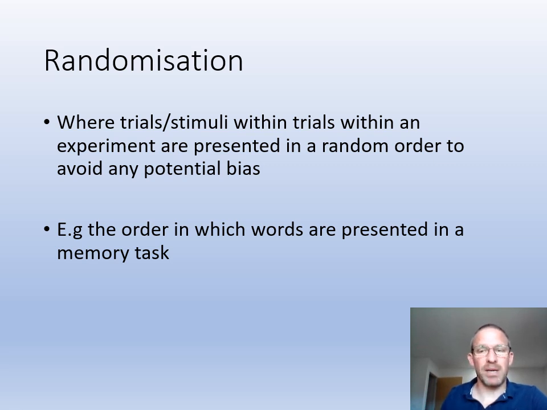So it might be that some of them form associations more readily than others, and that could influence your findings. So if they're randomized, that would be cancelled out. So randomization is what's actually being used within the study, whereas random allocation is the participants before you even start doing the study. Okay, so please get the distinction between the two.